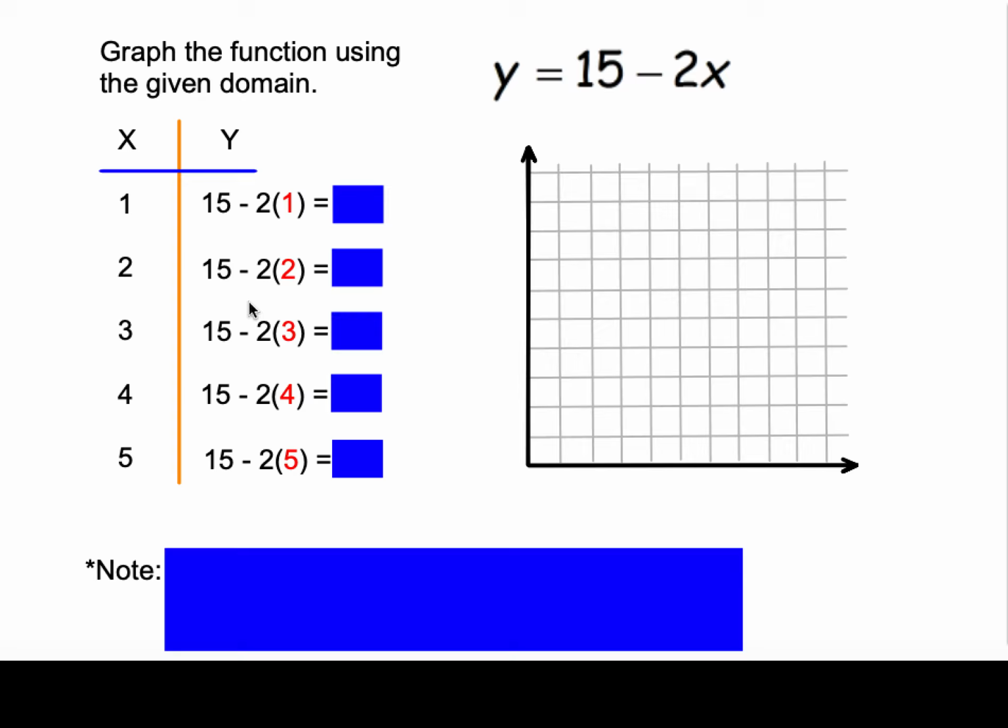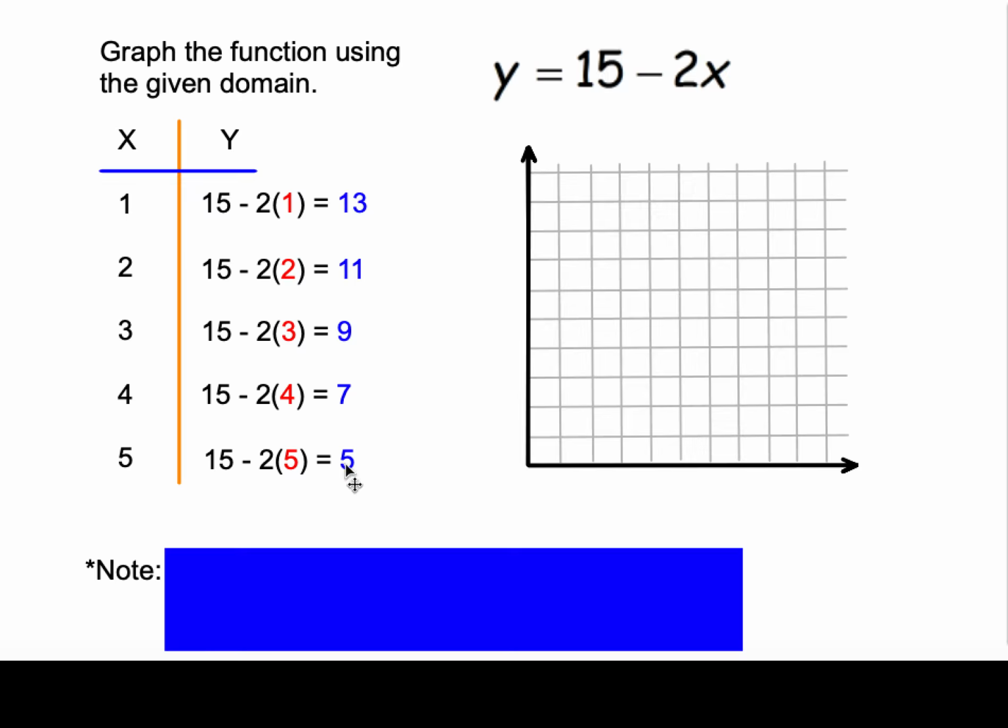So now all we have to do is calculate. 15 minus 2 times 1, so 15 minus 2 would be 13. 2 times 2 is 4, so 15 minus 4 would be 11. So forth and so on. 15 minus 6 is 9. Then we've got 8, so 15 minus 8 is 7. And 15 minus 10 would be 5. Once I've got those numbers, I sort of have my coordinates. I want to plot the points.